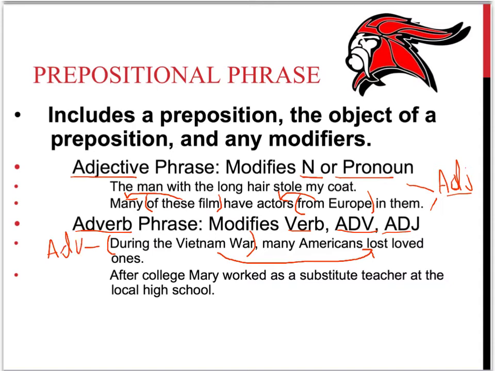Another little trick when dealing with adverbs, this isn't always true, but it works most of the time, is that you can take that adverb phrase and put it somewhere else in the sentence, and it still sounds good. If you look at this sentence, many Americans lost loved ones during the Vietnam War. Does that still sound okay? And you should be nodding your head because it does. That's because it's modifying the verb, which is usually located in the middle of a sentence. So no matter where you put this modifier, it's still going to modify that verb in the middle. Whether it's the beginning or the end, it still works well. That's not always true, but the majority of the time it is.